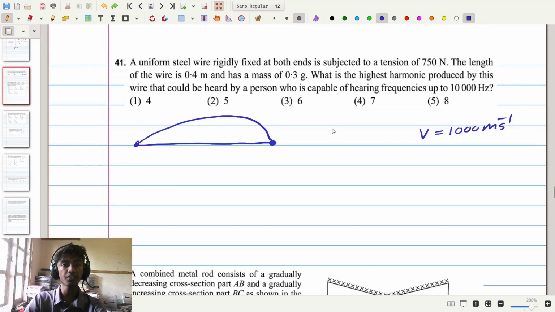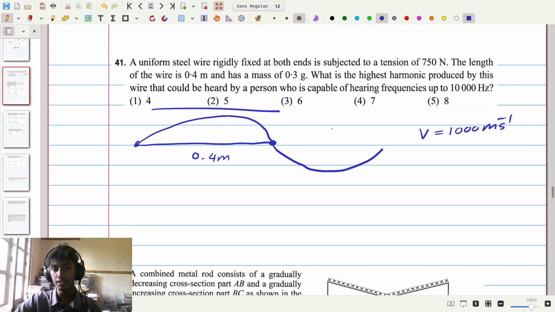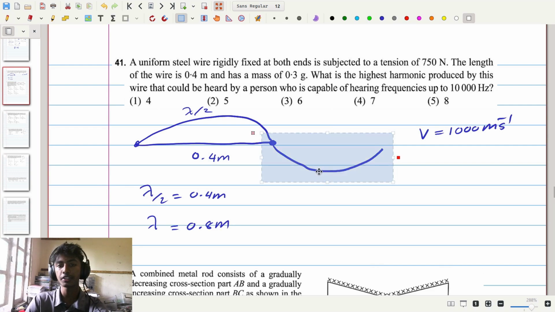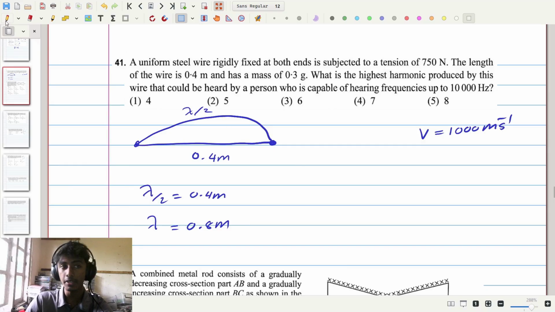Considering that, the length of the wire is 0.4 meters and this standing wave has a wavelength equal to double that, since we have only half of the wavelength here, or lambda over 2. We can conclude that lambda over 2 is equal to 0.4 meters, and therefore lambda is equal to 0.4 times 2, or 0.8 meters. So for this particular vibration, lambda is equal to 0.8 meters.